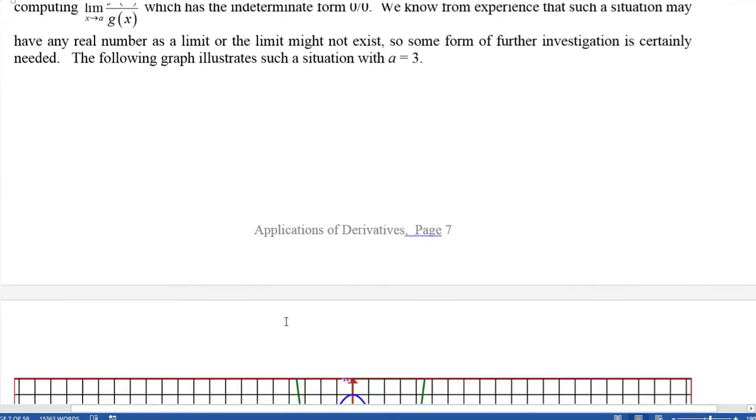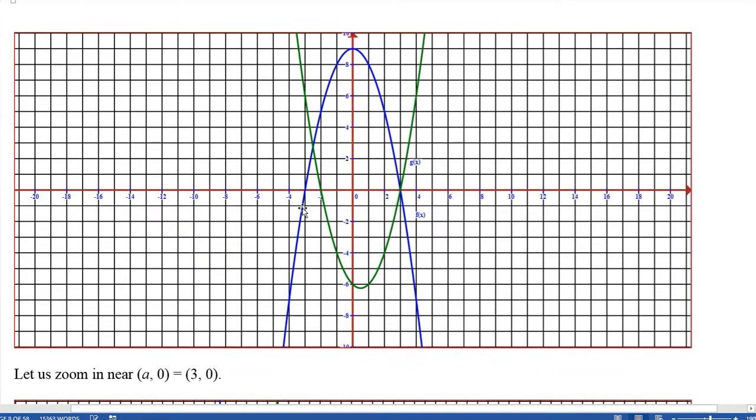So let's look at a graph here that has such a thing. So here's a graph. Let's say the green one is g of x, the blue one is f of x, and notice that they both approach 0 as x approaches, say, 3. So we're interested in this part of the graph right here near the point 3, 0.